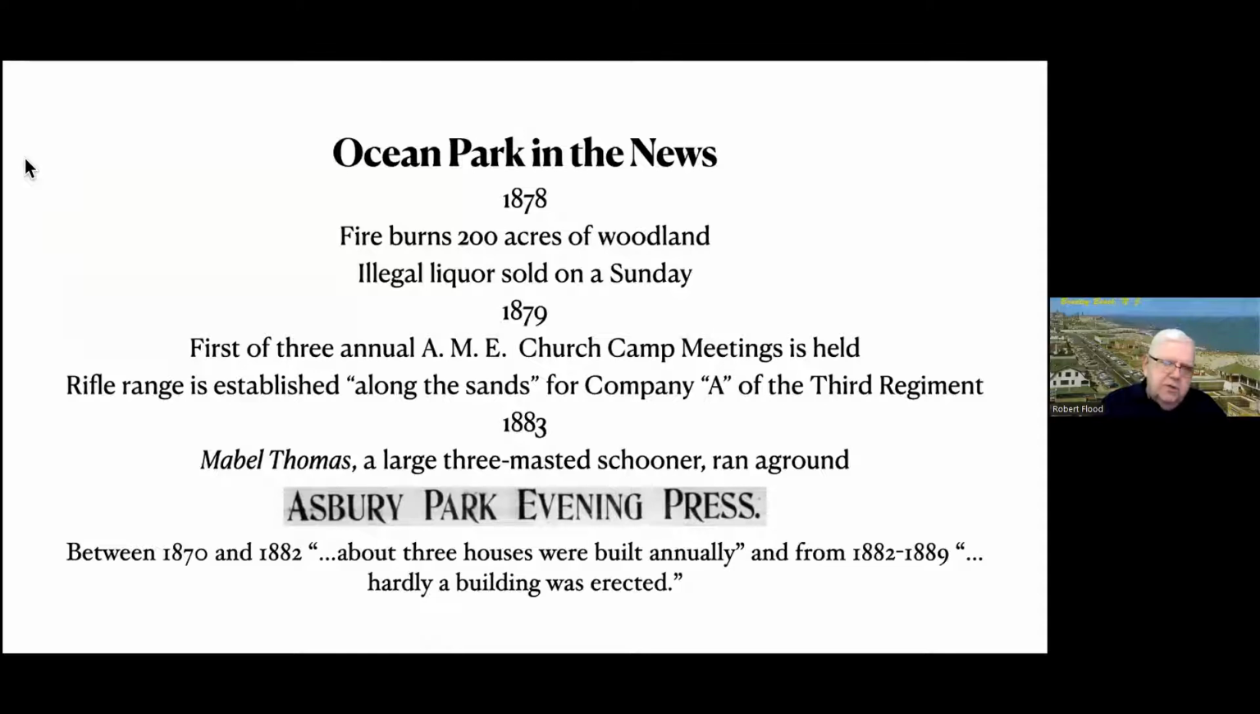A rifle range was established on the beach for Company A of the 3rd Regiment. And in 1883, the Mabel Thomas, a large 3-masted schooner, ran aground on the southern end of what is today Bradley Beach. The Asbury Park Press, reflecting back on this, said that between 1870 and 1882, about 3 houses were built annually. And from 1882 to 1889, hardly a building was erected.